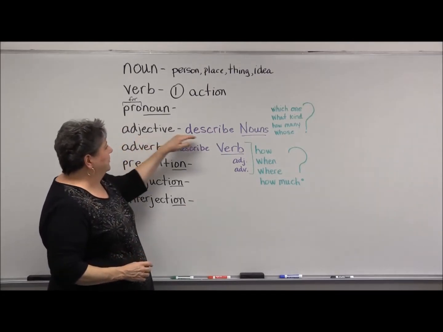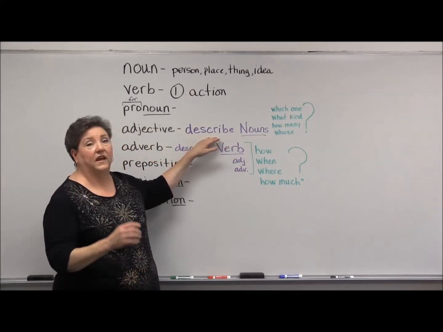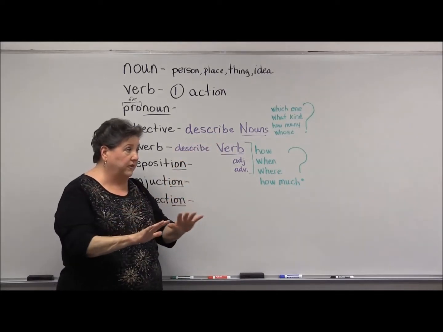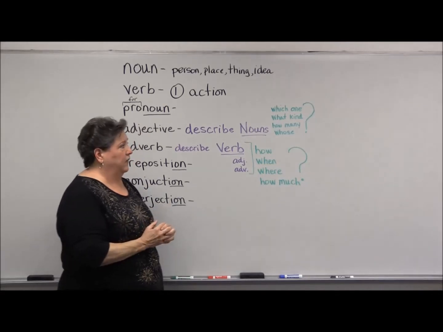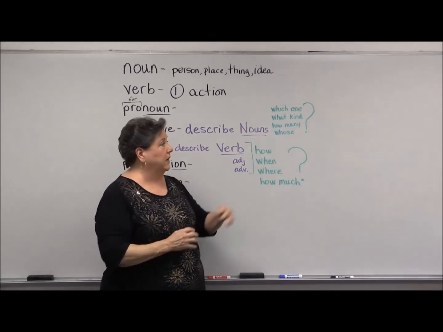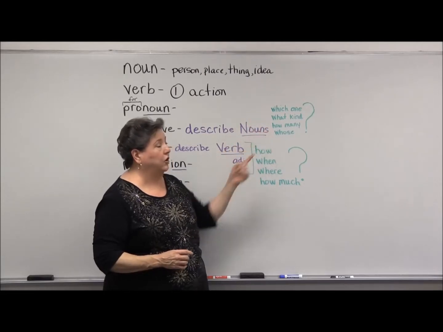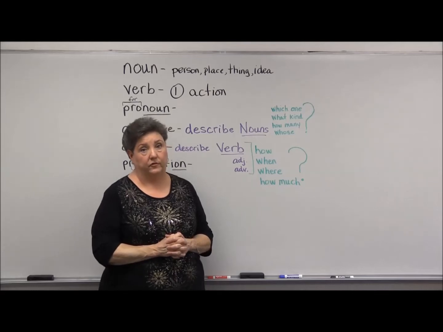An adjective describes a noun. These words describe nouns. They can't do anything else. Adjectives have no other business but describing or pointing at nouns. If you're confused about them, maybe you can ask yourself these questions: Which one, what kind, how many, and whose? An adjective will always answer one of those questions.